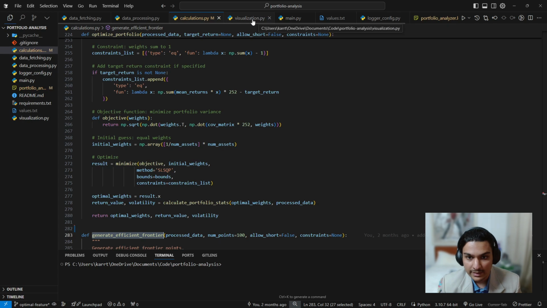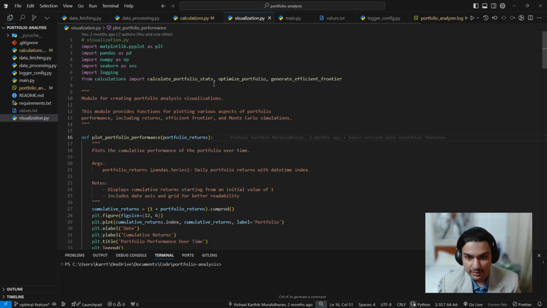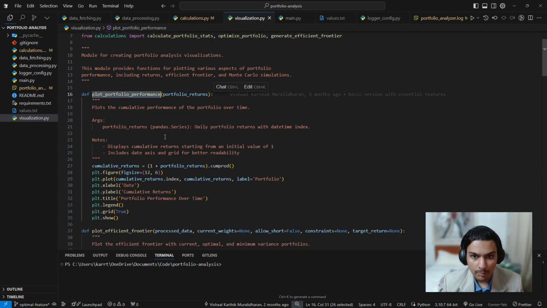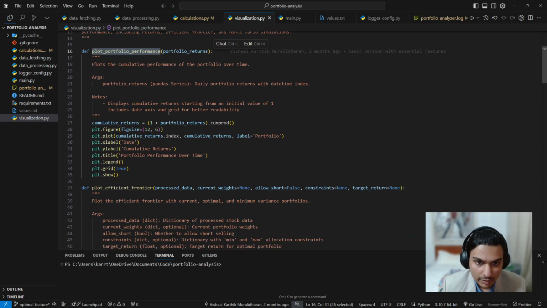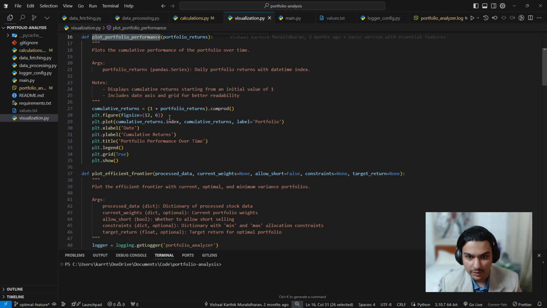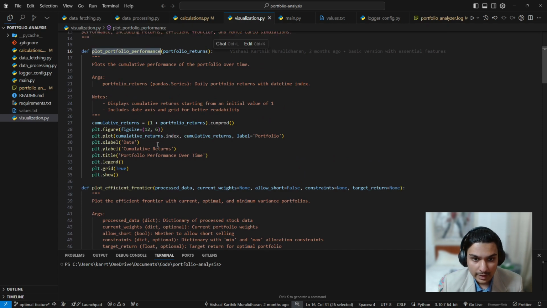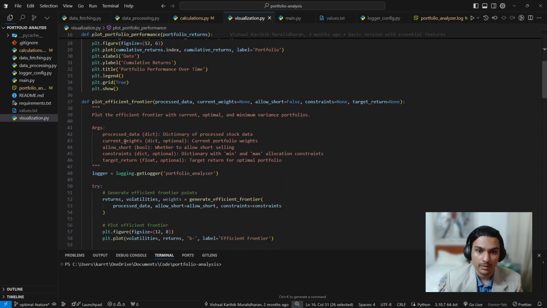So now to make sense of the metrics and the simulations, we visualize the results. The plot portfolio performance function shows the cumulative performance of the portfolio over time by computing cumulative returns of daily portfolio returns. It helps us see how the portfolio value has grown or shrunk over a given period of time.